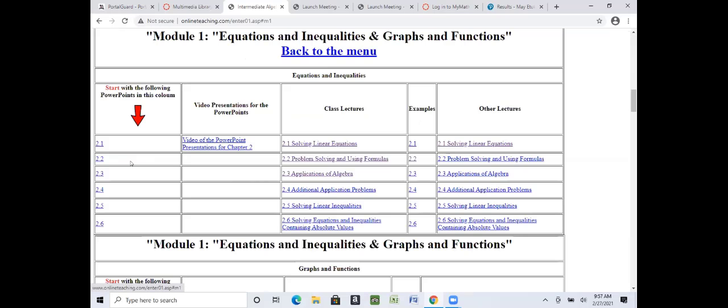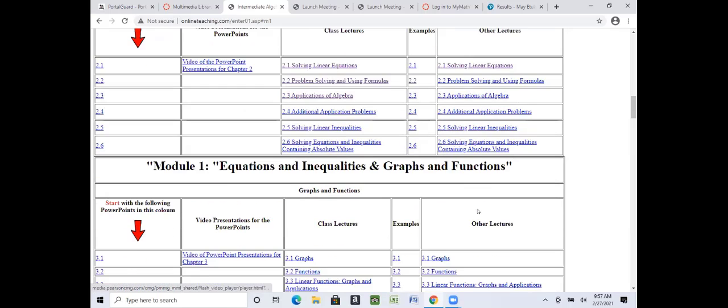When I click on module 1, you can see the list of all the PowerPoints with my lectures. I hope you've done that. These are all the examples that I have for you, and these are more examples and more traditional lectures, as I included in the orientation.